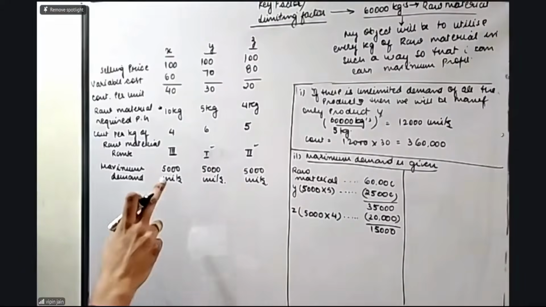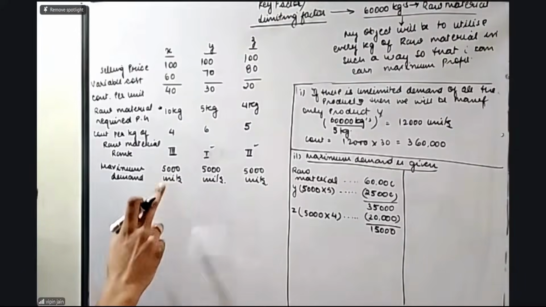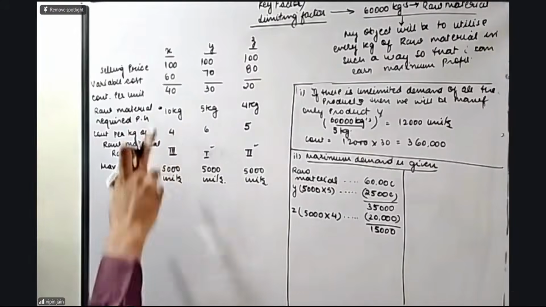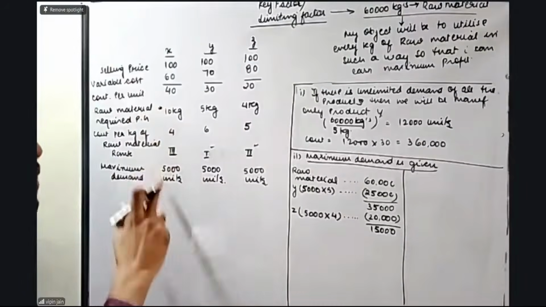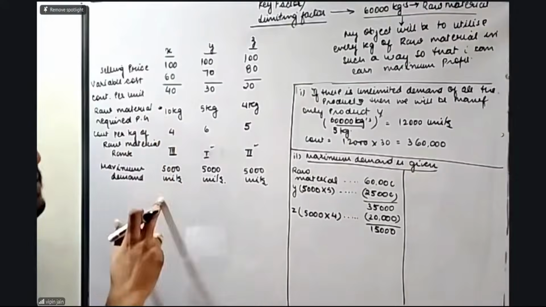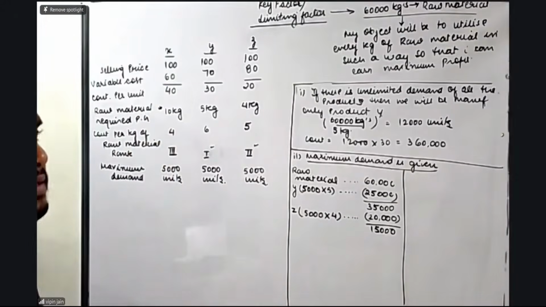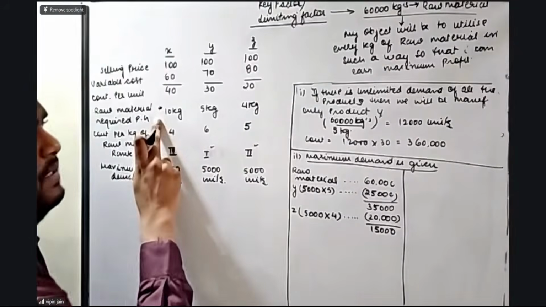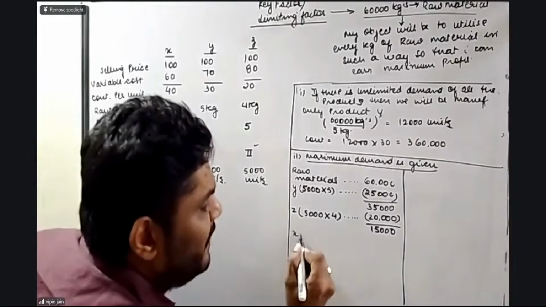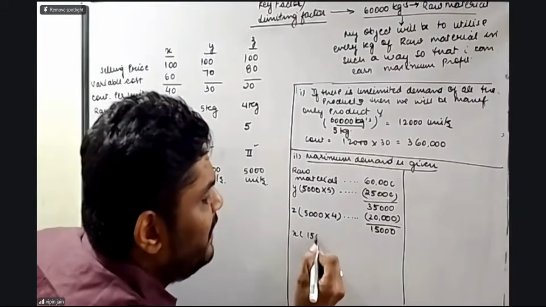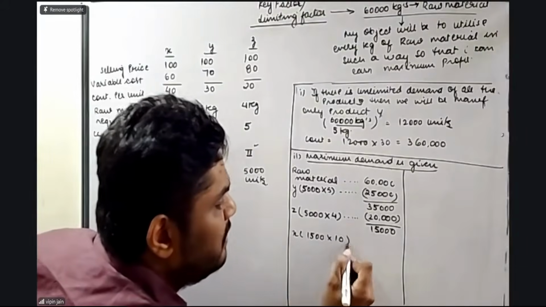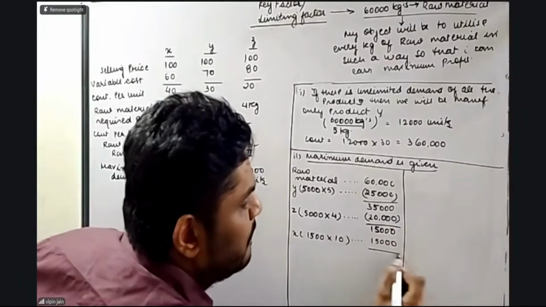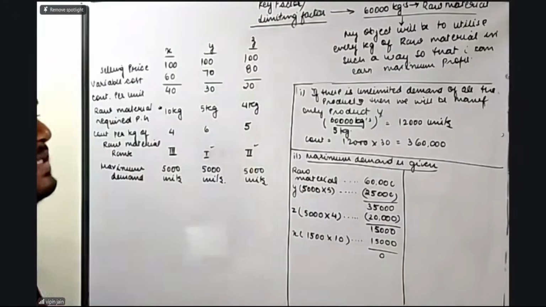Now let's say the requirement is 5,000 units and the per unit requirement is 10 kgs. So the overall requirement is 50,000, but we have only 15,000. So we have 15,000, and one unit requires 10 kgs. So how many units can we manufacture? 1,500 units only, because per unit requires 10 kgs. So this is how it will be done.